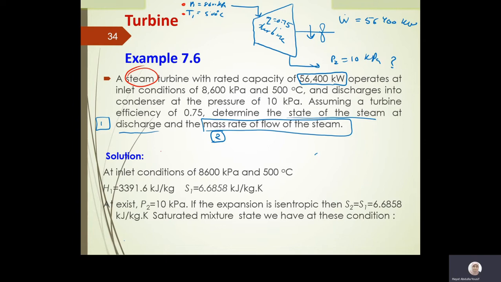But the point here is this. I don't have other than one property at the outlet. I cannot fully define the system as they want in number 1 here. They want me to define the state. I cannot define the state like this.